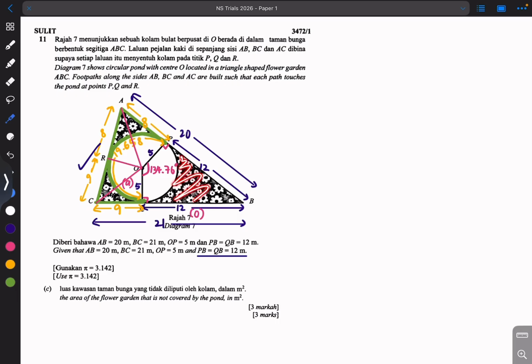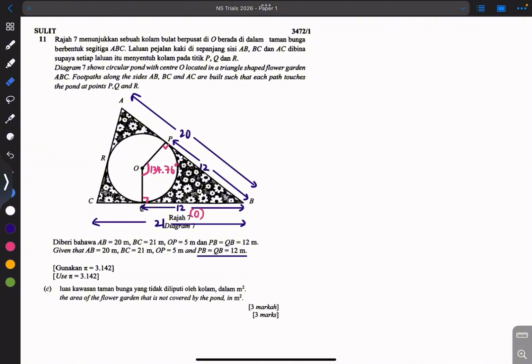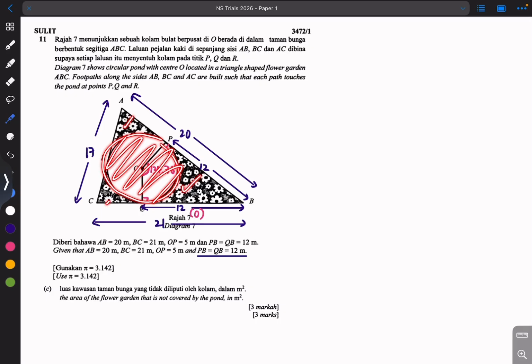So they want us to find these areas. Okay, let's clean it up a bit. We don't need all these. This one also no need. 8 plus 9, this whole thing is 17, so just write 17 here, from here to here. So now to find that area, we can use this triangle. We find the whole area of the triangle minus the area of this circle. Then we'll get the remaining area. This one, this one, and this one.